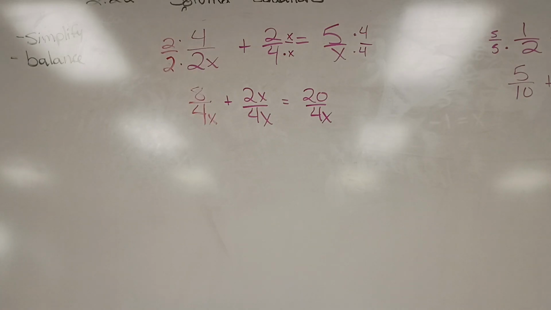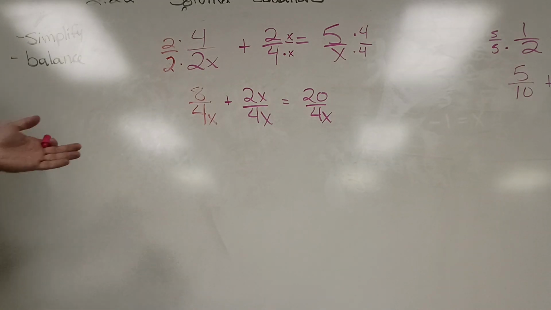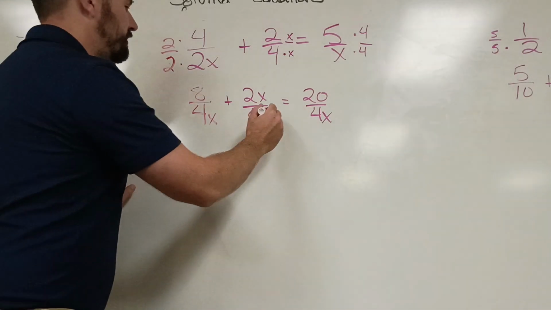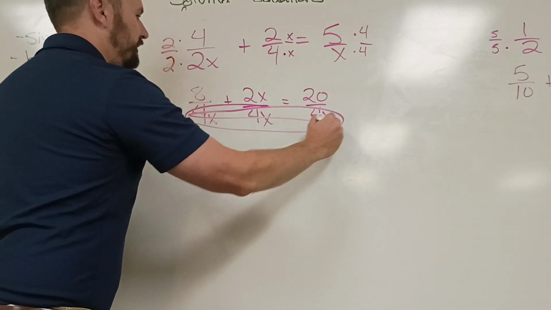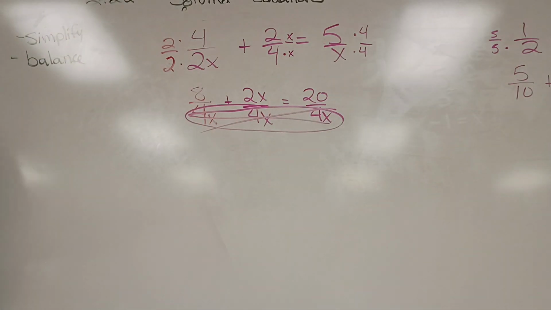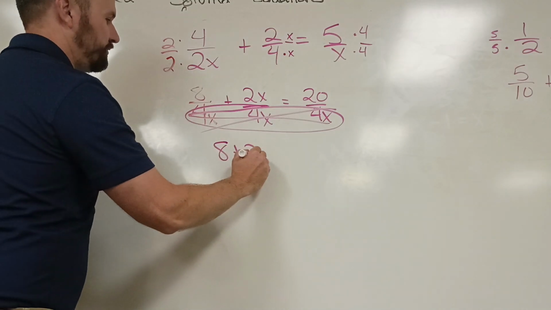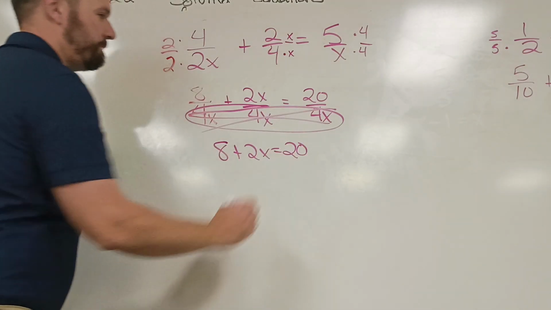Now that I have all my bottoms 4x, what can I do with them? You can combine all your stuff, right? Here's what I always do. I always just say once all the bottoms are the same, they don't matter to the equation until the end. So I can just do 8 plus 2x equals 20, right?